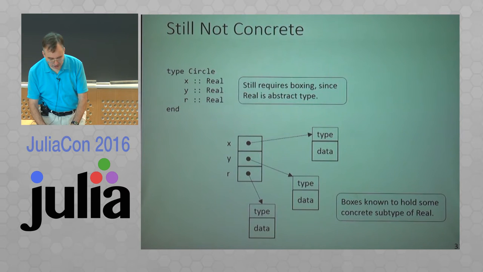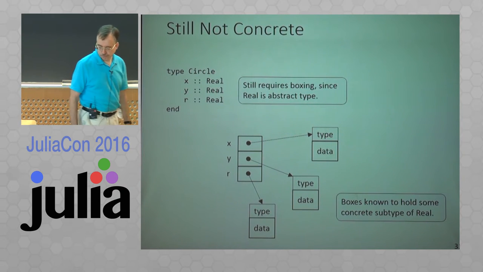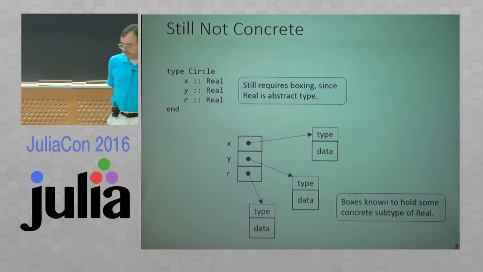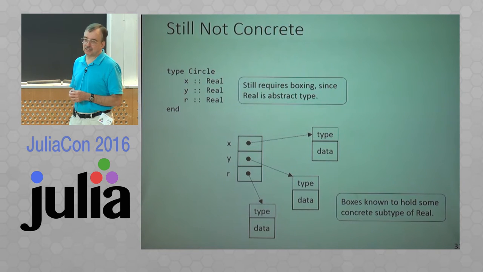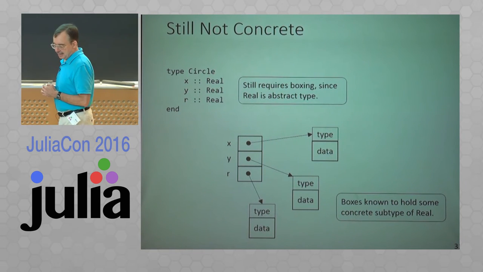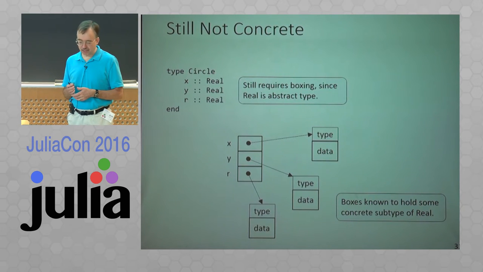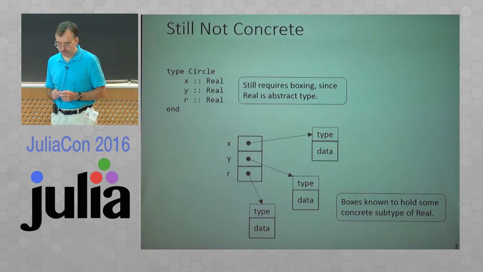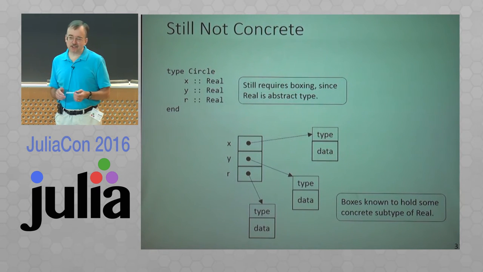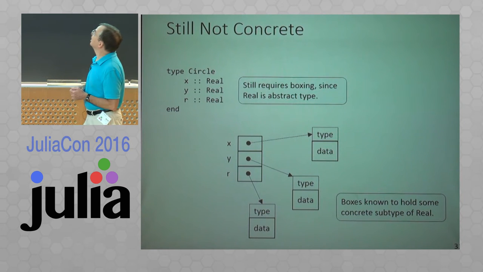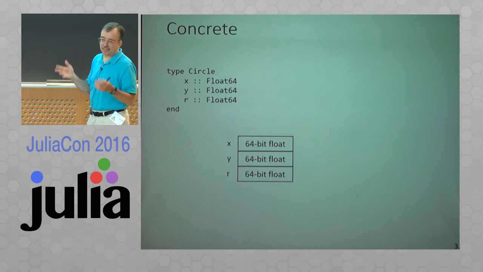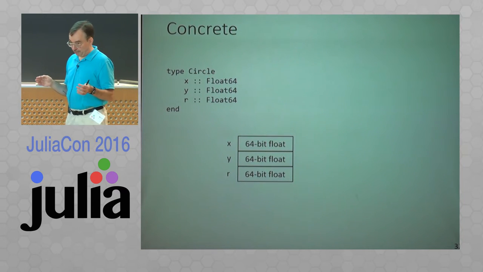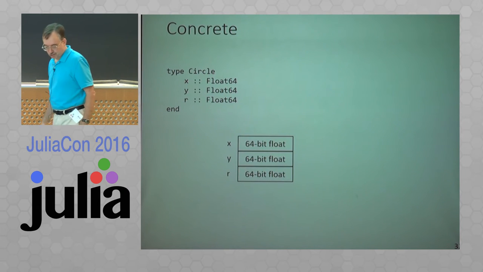Now you think, well, maybe I can tighten things up a bit. If I make x, y, and r Real, I've now tightened the type bounds on it, but Real is still not a concrete type, because it includes integers of various sizes and floating point of various sizes, so boxing is still required. The compiler has a little more information, but probably not enough to really do much good. Maybe if you call a function on the Circle's x field, and the compiler knows that there's only one version of the function that works on Reals, maybe the dispatch speeds up a little bit.